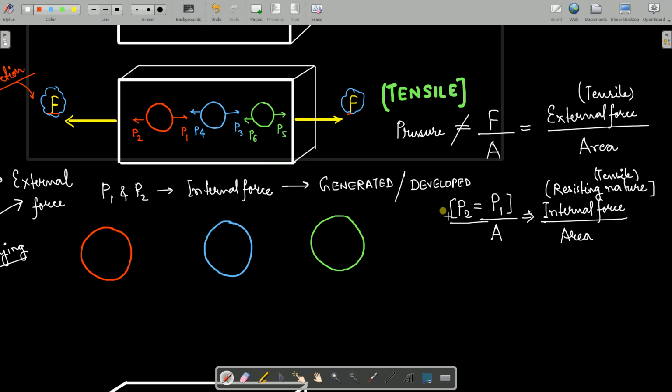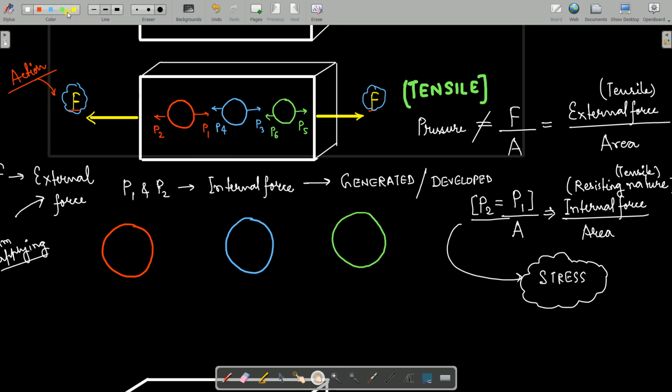So that is why we call this the internal resisting force per unit area, and this term is called your stress. Hence we have concluded the definition of stress: stress is the internal resisting force per unit area of the material from which the component is made. Clear? Now see one more interesting thing.